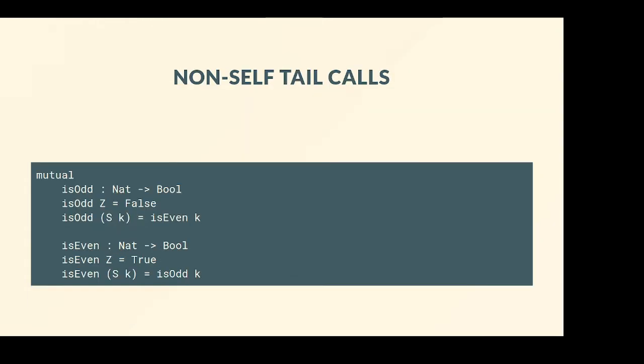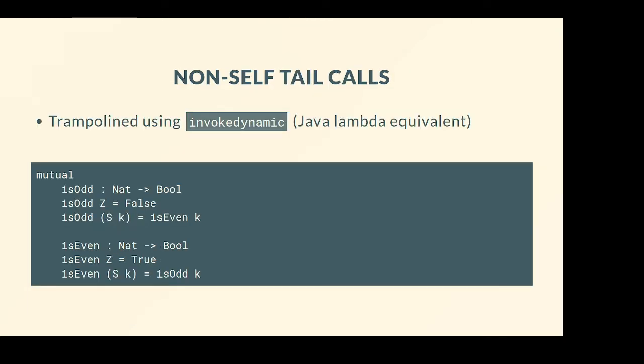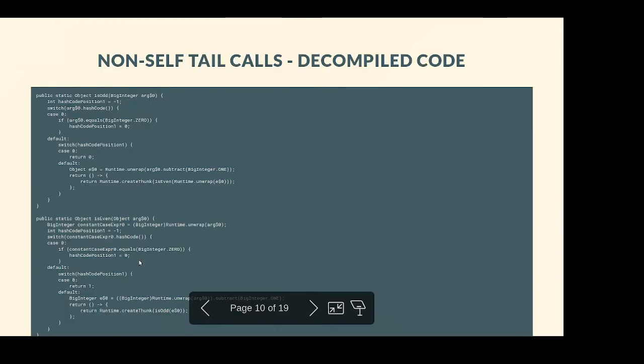Okay, so the next thing, while we are talking about tail calls, this is another example where we do have tail calls, but it's not to the same function. So here they are mutually recursive. So odd calls even, and then even calls odd. Let's see how this gets compiled.